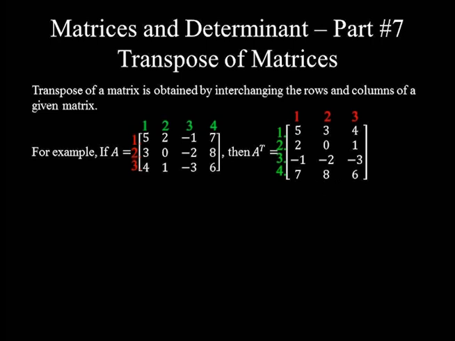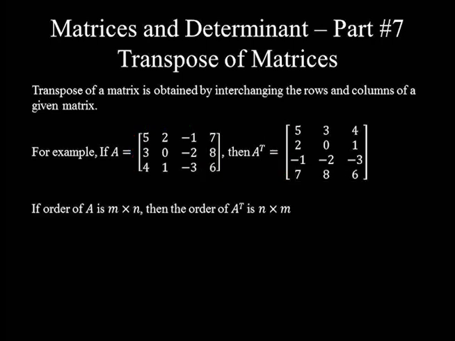If we analyze every row of A transpose, it is the same as the corresponding column of matrix A. That's row 1 of A transpose is the same as column 1 of matrix A. Row 2 of A transpose is equal to column 2 of matrix A. Row 3 of A transpose is the same as column 3 of matrix A, and row 4 of A transpose is equal to column 4 of matrix A. In general, if the order of a given matrix is m by n, then the order of its transpose is n by m, meaning just switch these two numbers.